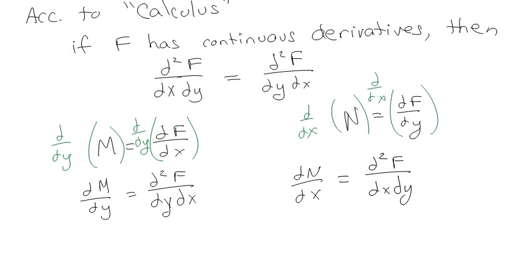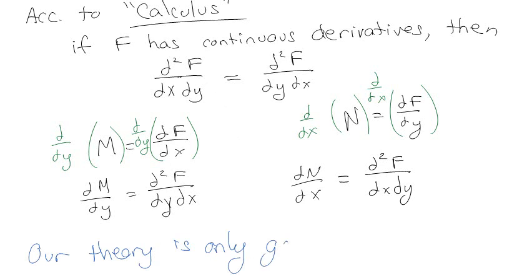Now, like I said, according to the calculus monster, if f has continuous second partials, these two things have to be the same. Why is it a monster? It should be something more pleasant, but I think it's just because of the time of day that it has to be a monster. So the only way that any of our theory holds up, our theory is only good if those two are equal.